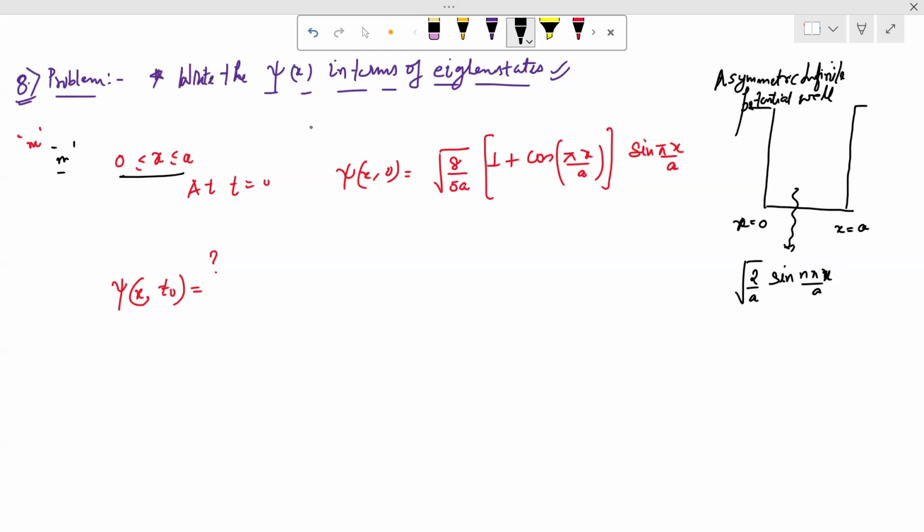I told you, whenever a problem comes to you, always try to write psi x in terms of the eigenstates, because we know that these psi n x form a complete set of solutions. So this is complete. In the postulates and other previous discussion, we have already seen what completeness means: that I can write psi x as a linear combination of the various eigenstates.